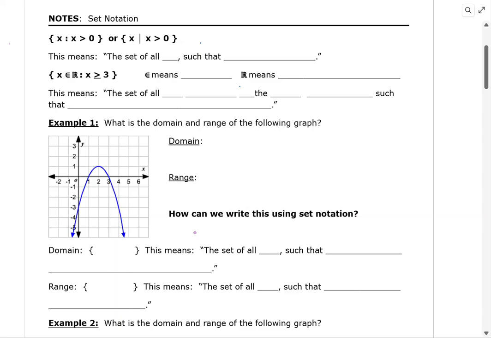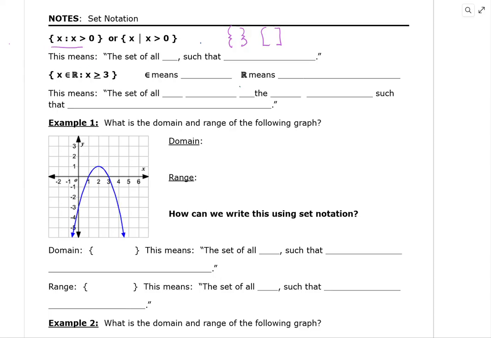Today we're going to be talking about set notation, and set notation is just a way to write our domains and ranges for our functions. So here are two ways that we can write our set notation. We can use the braces with these symbols, or we can also use our brackets. Both of those can go around your set notations.